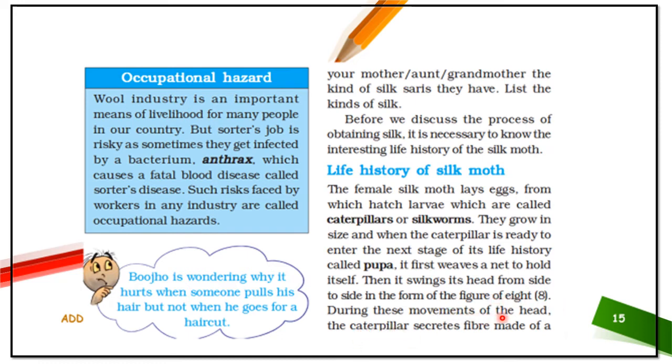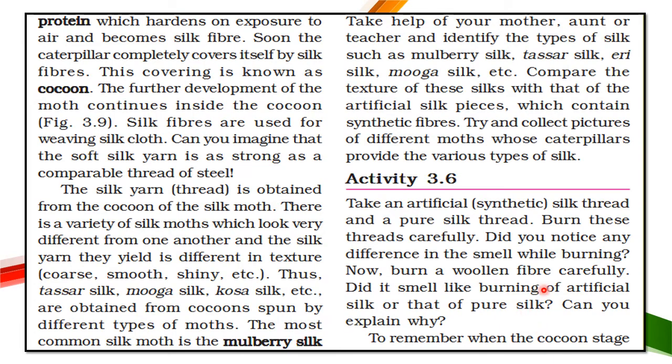During this movement of the head, the caterpillar secretes fiber made of protein which hardens on exposure to air and becomes silk fiber. Soon the caterpillar completely covers itself with silk fiber. This covering is known as a cocoon. The further development of the moth continues inside the cocoon. Silk fibers are used for weaving silk cloth.